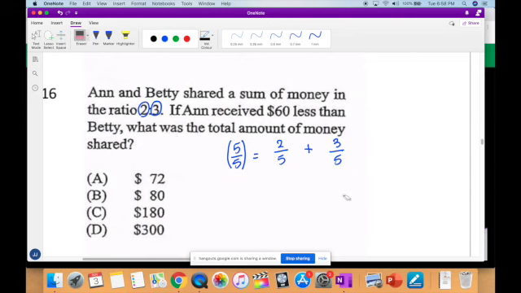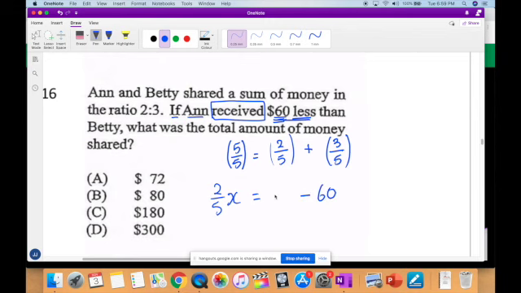No, sorry, that was wrong. No, not yet. We don't put in x yet. So, Anne has 2/5 of the total and Betty has 3/5 of the total, right? Now, if Anne received $60 less, so Anne has 2/5 of the total, and that 2/5 of the total is $60 less than what Betty got.